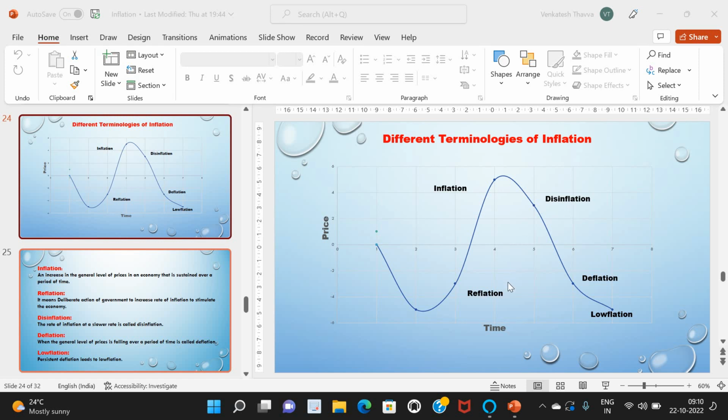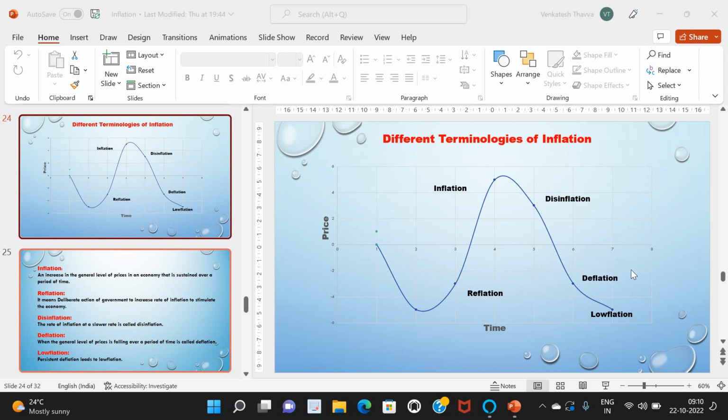Next, coming to reflation. Here, reflation means deliberate action of the government to increase the rate of inflation to stimulate the economy. It is usually done to redeem the economy from a deflationary situation.